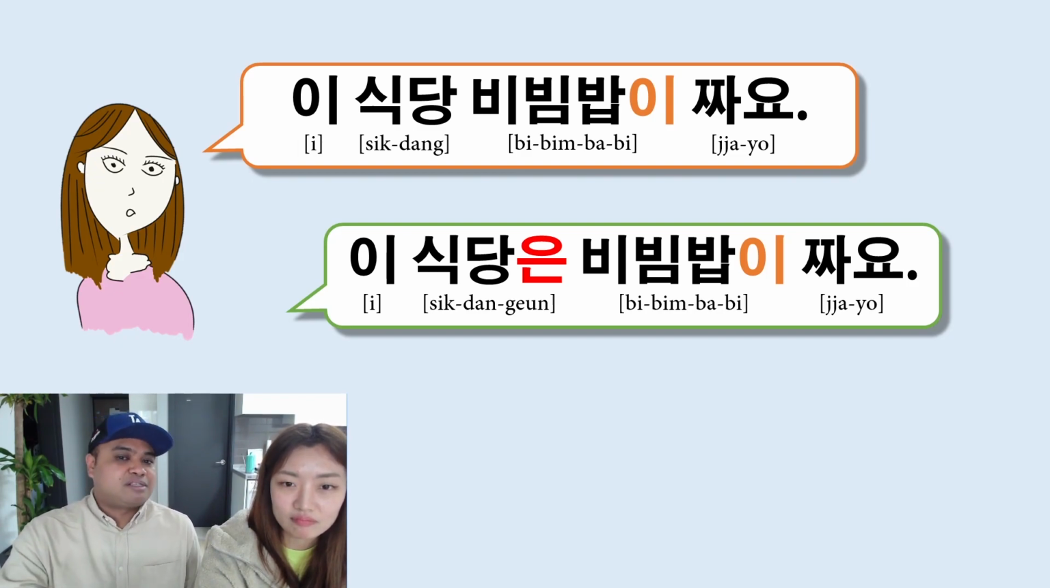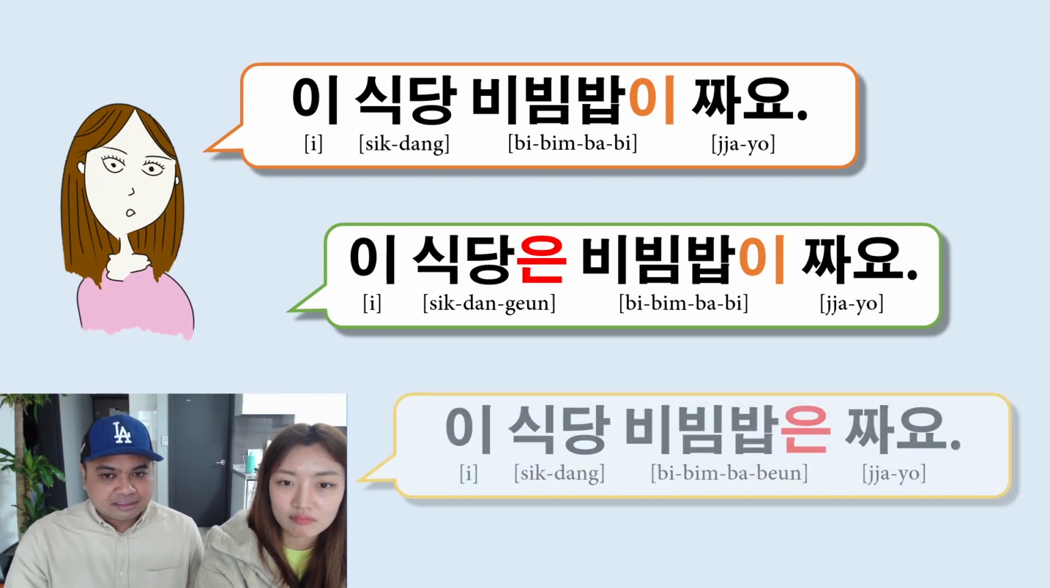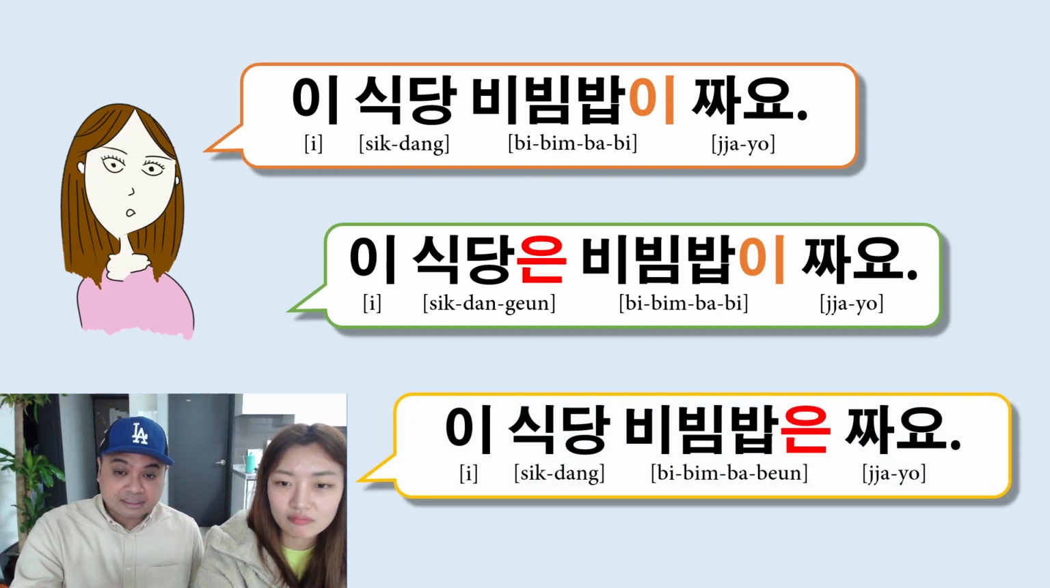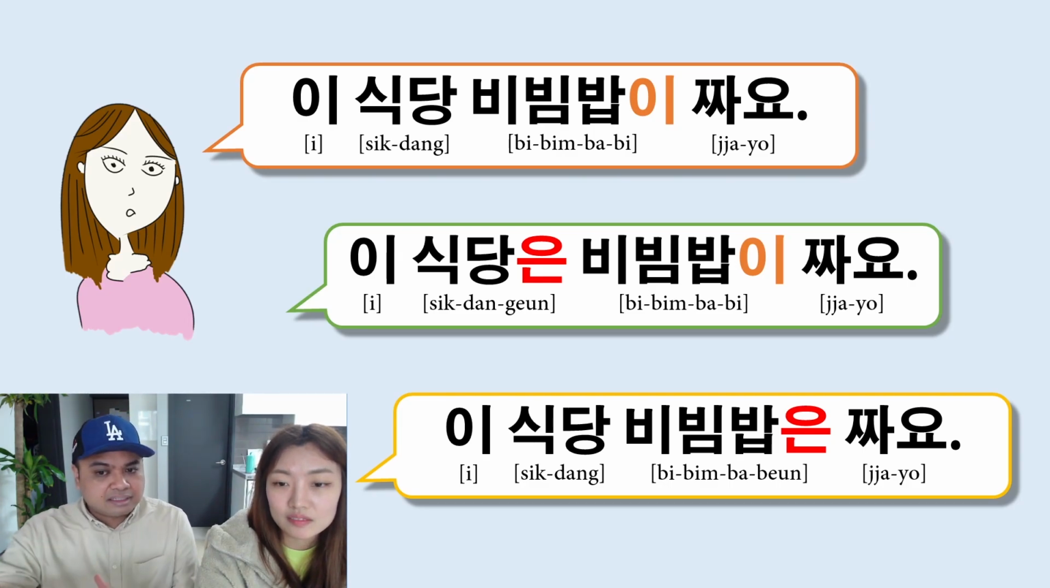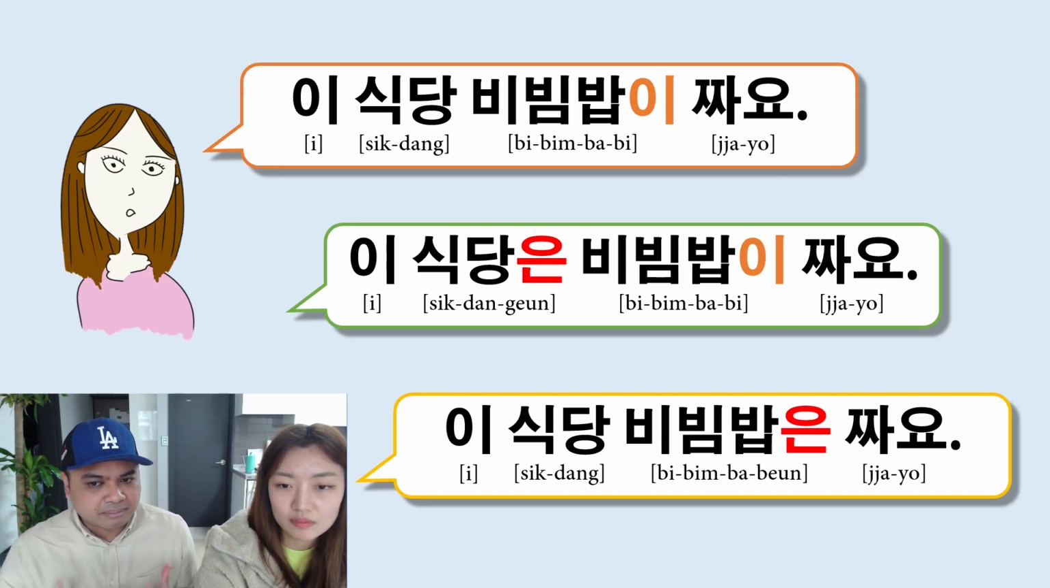Just even if you say this, or like in our next sentence, 이 식당 비빔밥은 짜요. In this case, we have 은 attached to bibimbap, so the topic becomes the bibimbap, not the restaurant. So when you're saying this, at this restaurant, the bibimbap here, I don't know about the other items. I don't know about the kimchi jjigae. I don't know about the fried rice, but this bibimbap is salty.